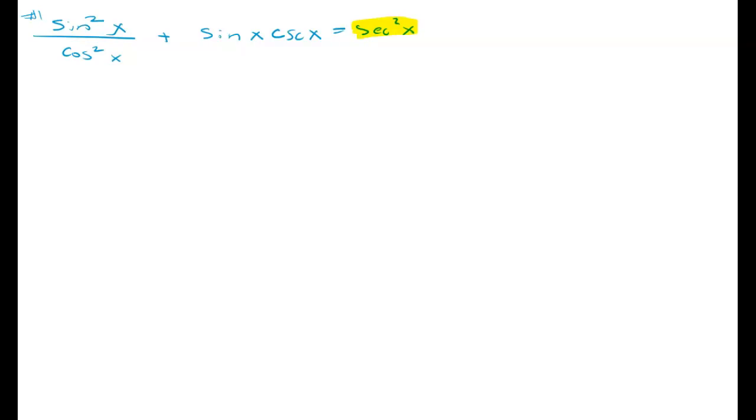So how do I do that? I'm going to use my algebra skills and my fundamental identities to help me. The first identity that I notice is that there is a sine over a cosine, and they're both squared. So I'm going to change that to a tangent. So I see a tangent squared plus sine of x cosecant of x.